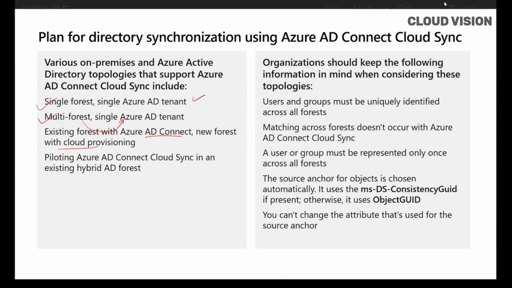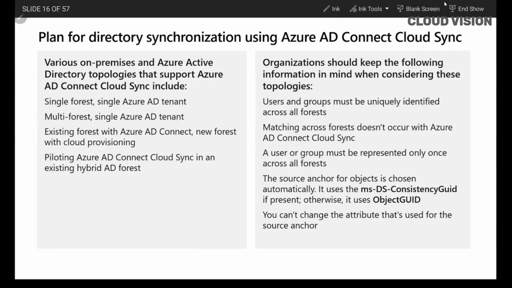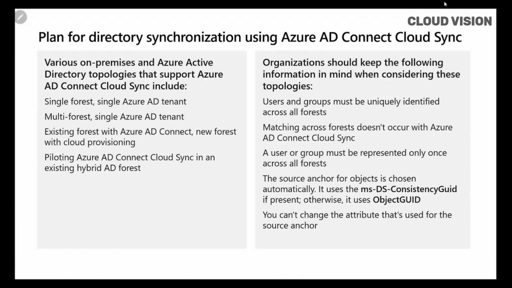Now, when you're initiating the synchronization, organizations should keep the following information in mind when considering these topologies. Users and groups that you're planning to sync must be uniquely identified across all the forests. Matching across forests does not occur with the Azure AD Cloud Sync. So a user or group must be represented only once across all the forests. There should not be any duplicate identities or duplicate attributes.